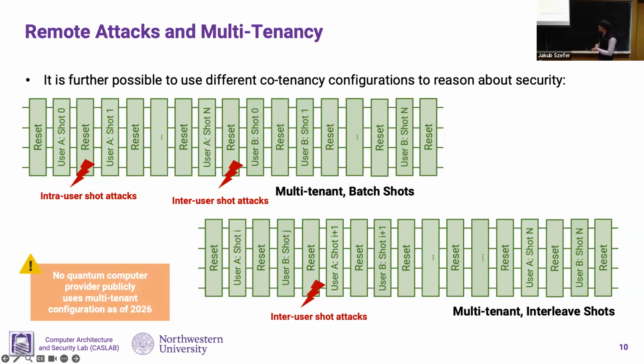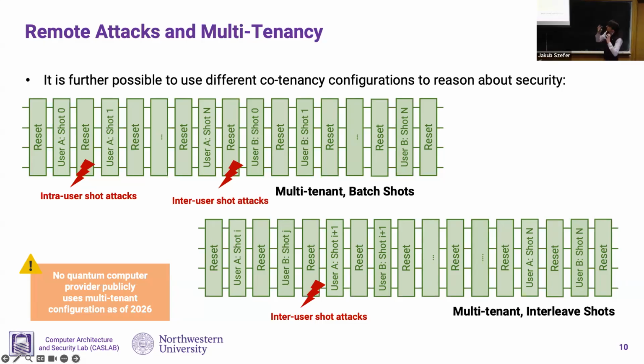But a few research papers have looked at the security issues. If you alternate shot by shot, on one hand you get more flexibility because you can mix and match shots from different users, but then you get more problems because user A and B can possibly interfere with each other on every shot. If you just alternate user A and B once, you run all the shots, and then you switch to user B and run all the shots, then there's really only one point of attack, at the point when they're switching.